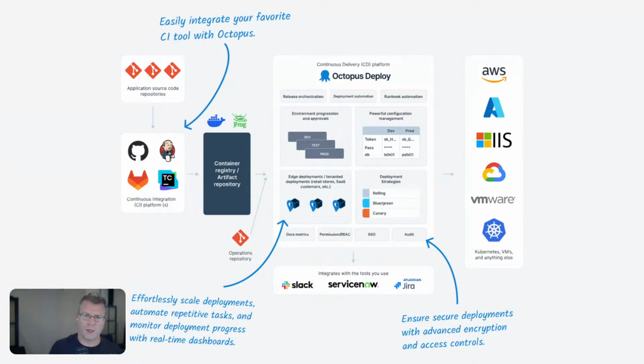Things like DORA integration, so we expose metrics that allow you to track the rate at which you're doing your deployments. Anything around role-based access security, SSO, auditing, etc. All these are built out of the box within Octopus.